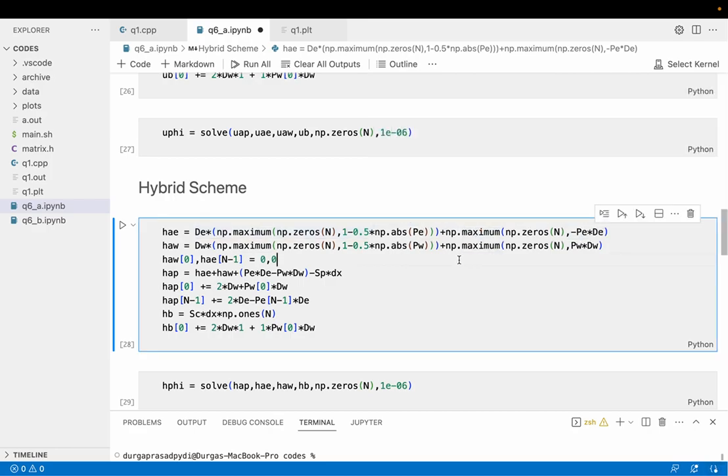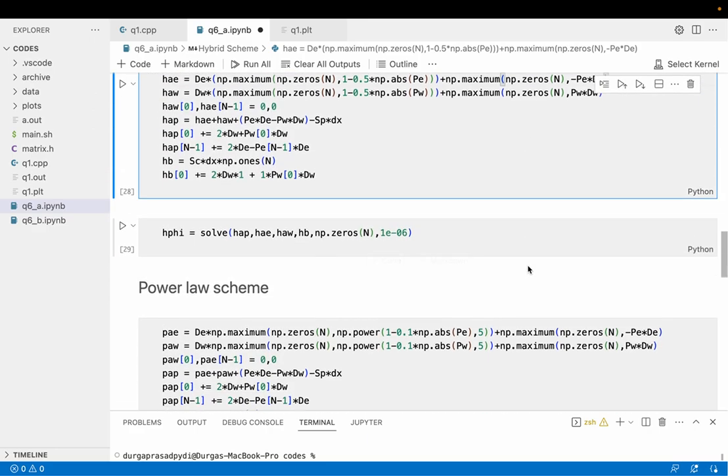If you take the other scenario where you have PE very much higher than 2, then this entire term will go to 0, so you will just have the upwind scheme. We will discuss that a little later, maybe in the next question. So that is the hybrid scheme.